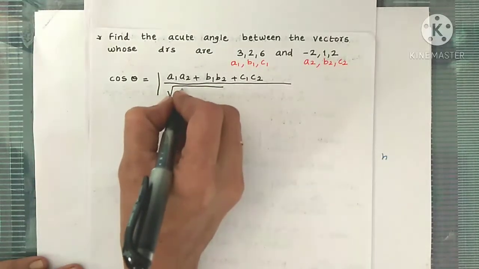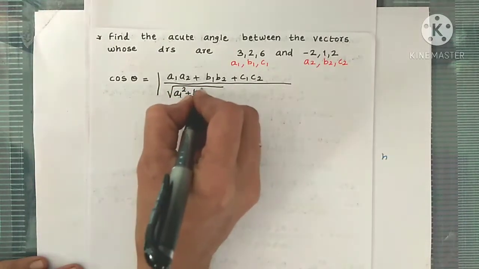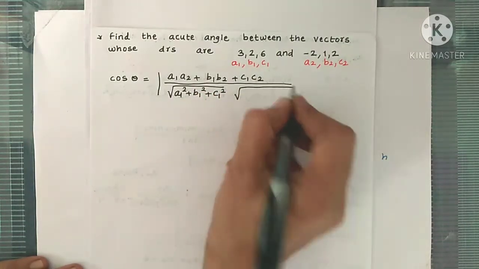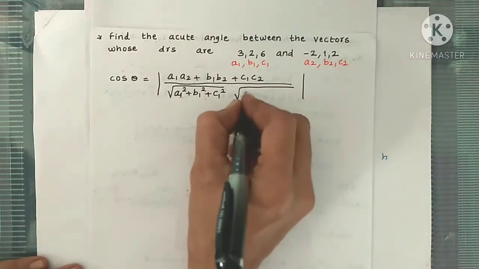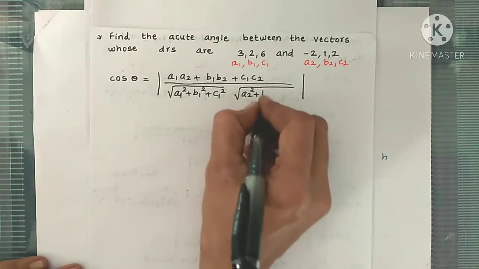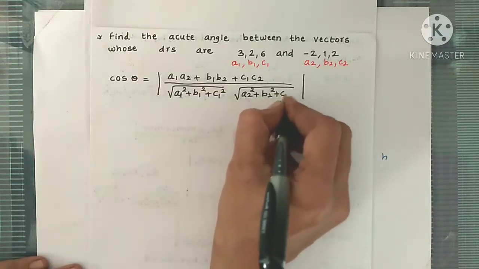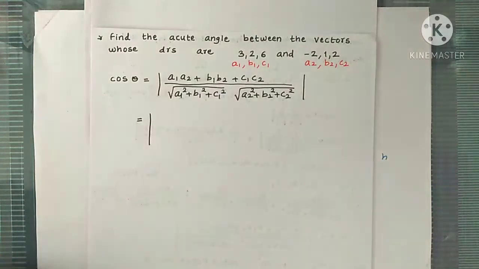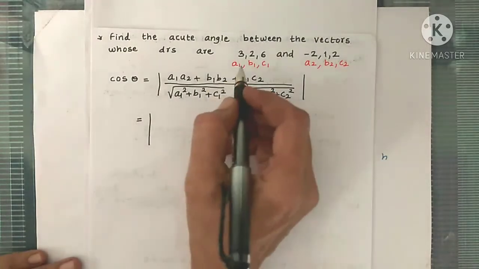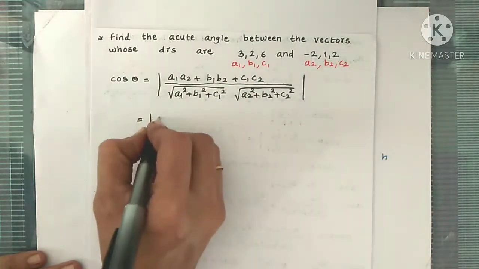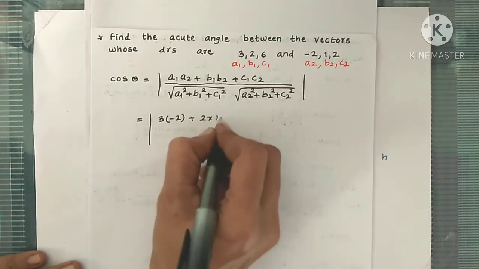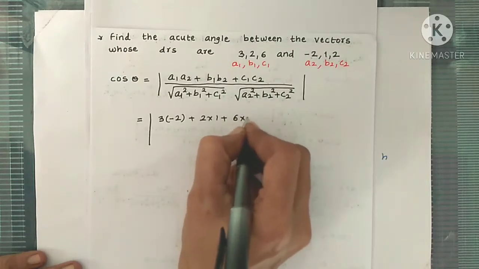So first root is for the first set of direction ratios, a1 square plus b1 square plus c1 square. Similarly, second root is for the second set of direction ratios, which is a2 square plus b2 square plus c2 square. So remember, whenever we have to write such type of answers, first of all write the formulas. Substituting the values, we have 3 into minus 2. Next one is 2 into 1 plus the next corresponding pair is 6 and 2.